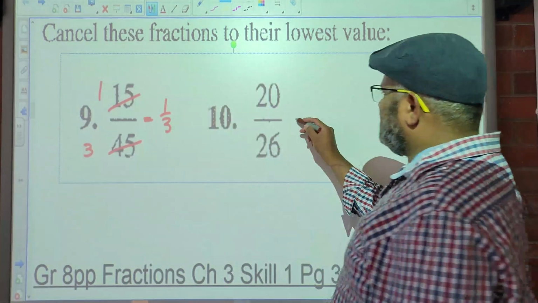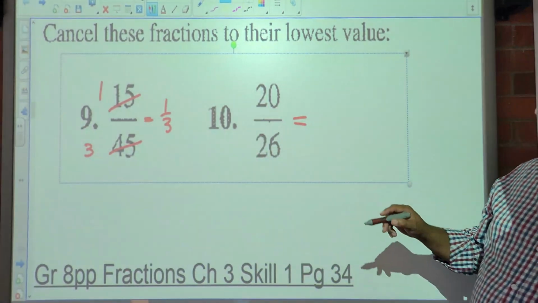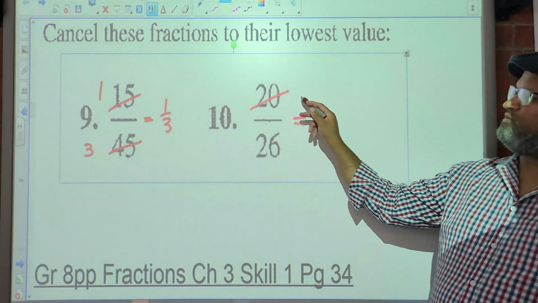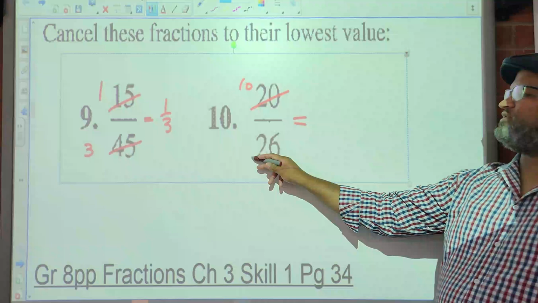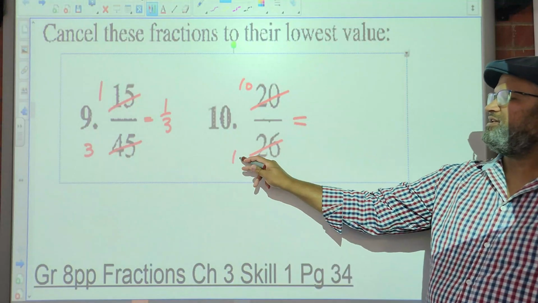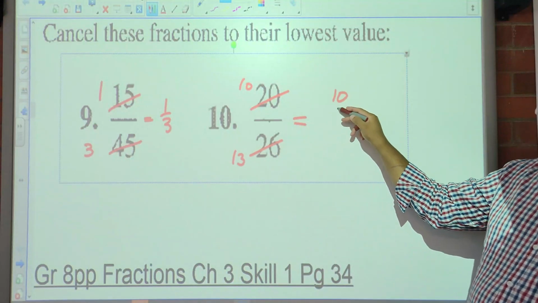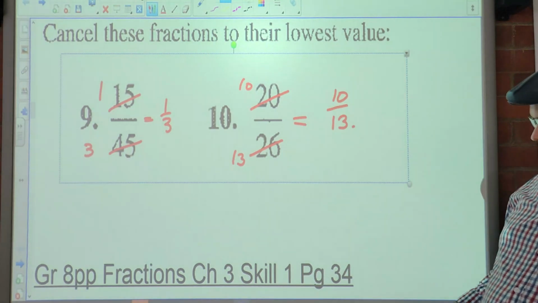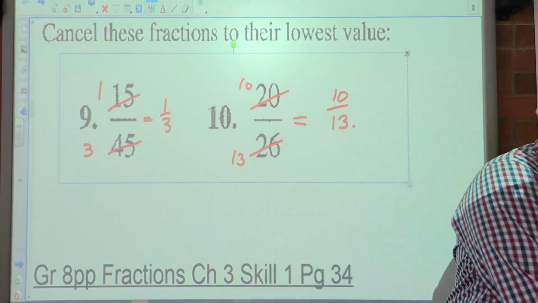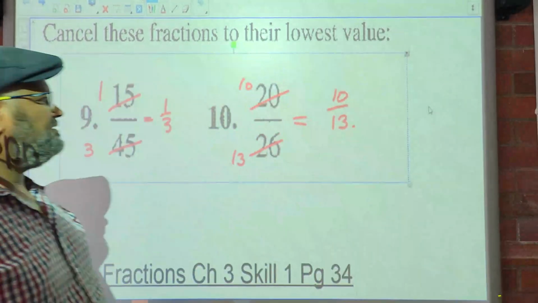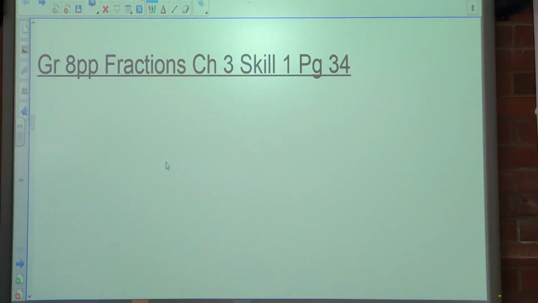20 over 26, what number goes into both of that without remainder? 2. 2 goes into 20 10 times, 2 goes into 26 13 times. So the answer is 10 over 13. Any confusion? No?